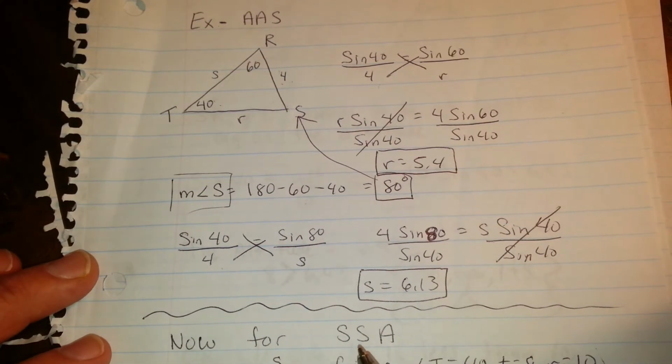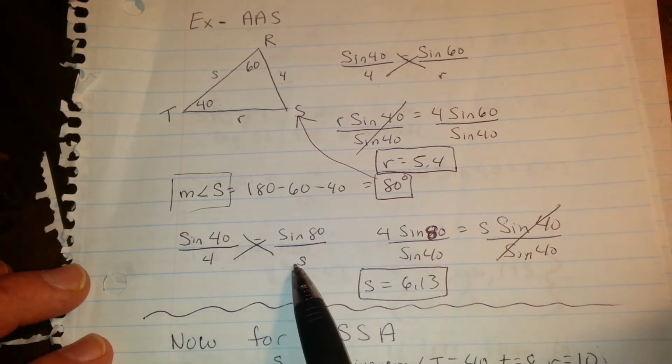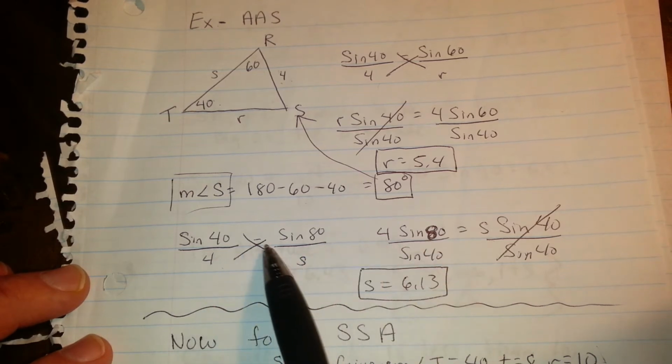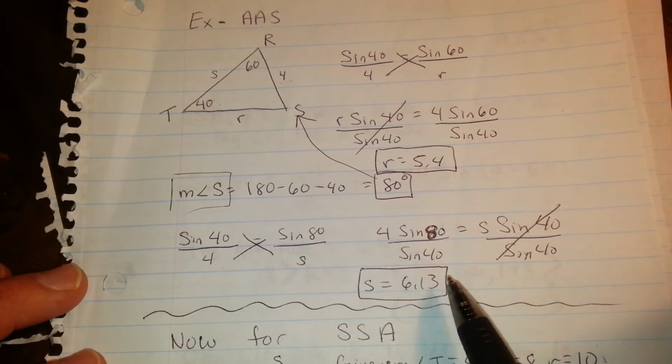Okay? And cross product, you're always dividing by what's paired up with the variable. 4 sine of 80 equals s sine of 40. We divide both sides by sine of 40 and I get s.